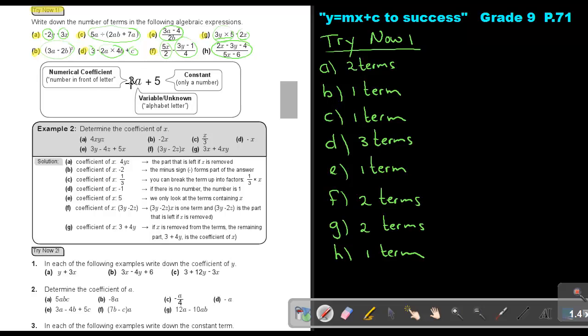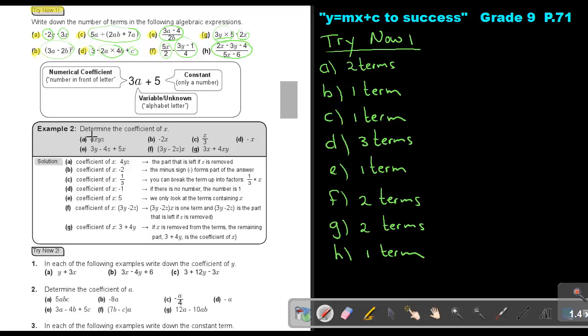This number in front of the alphabet letter is called the numerical coefficient, the number in front of the letter. What is this alphabet letter called? It's the variable or the unknown. And what is this term called without an alphabet letter? It's only a number. It's called the constant. So, example two. Determine the coefficient of x.